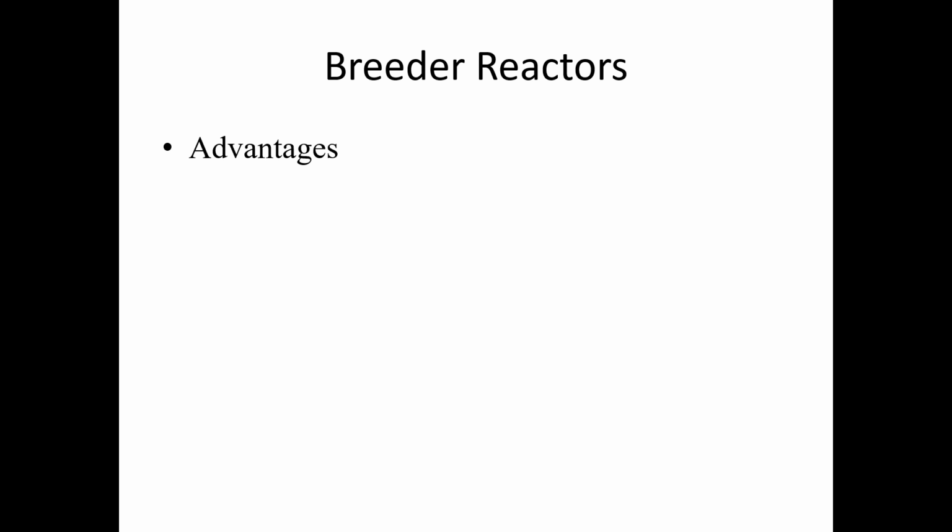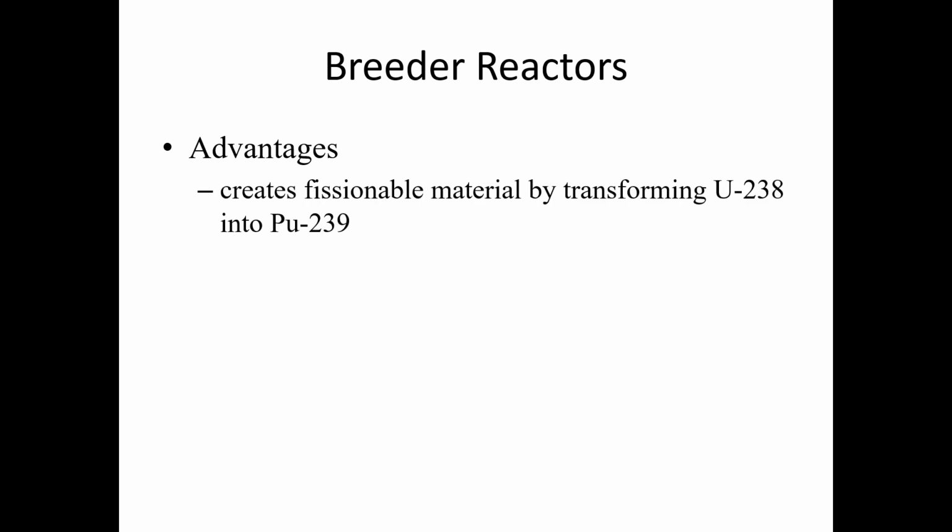So, what are the advantages of breeder reactors? One of the advantages is that they create fissionable material by transforming uranium 238 into plutonium 239. This is one of the key advantages of breeder reactors. Similarly, the fuel is less costly since it can transform uranium 238 to plutonium 239. As a result, we say that the fuel is less costly as compared to uranium 235.